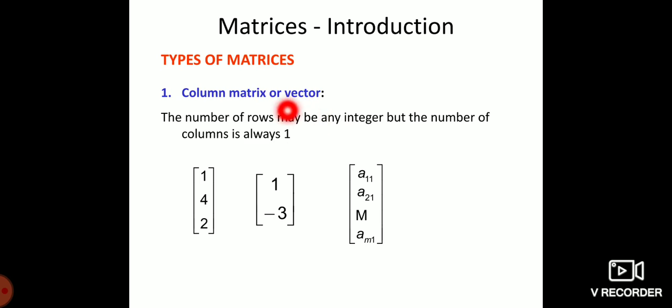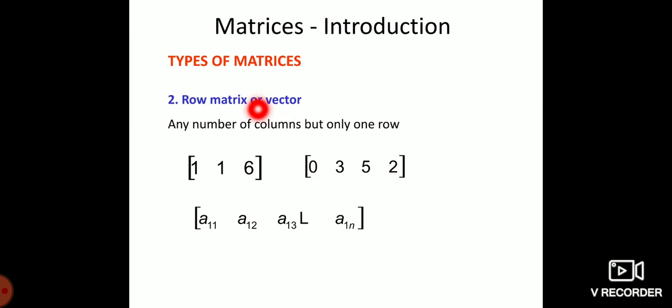Now, types of matrices. First, column matrix or vector. In this matrix there is only one column. See how many rows? First, second, 3 rows, and the column is only one. Also in this matrix, only one column. That's why in this matrix the number of rows may be any integer, but the number of columns is always 1.